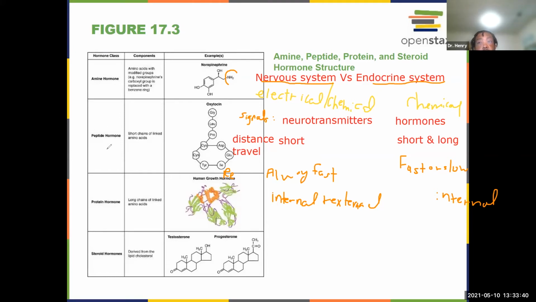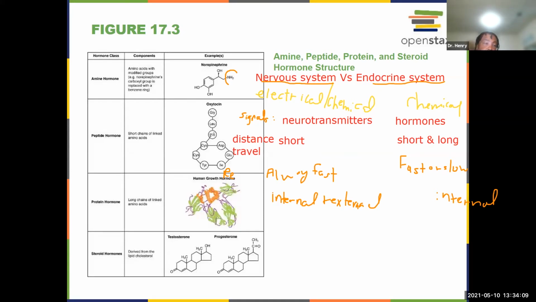We have peptide. The difference between a peptide and a protein: peptides are just short sequences of amino acids, so often that's what we make reference to. Even though peptides are used to make proteins, proteins are those long chains of amino acids. So short chains are our peptides, and proteins are the longer chains. Okay, so we have oxytocin.